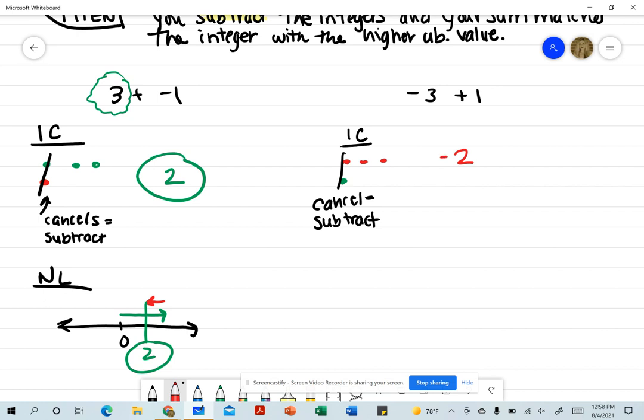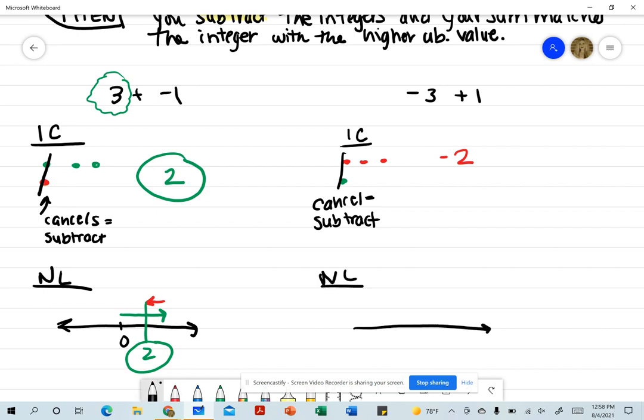Why is it negative 2? Because negative 3 and 1, 3 has bigger absolute value. The absolute value of negative 3 is 3. The absolute value of 1 is 1. Right? So we're going to have more negatives than positives because only 1 positive counteracted 3 negatives. That means I'm going to end with more negatives. So it's -2. What does this look like on a number line?